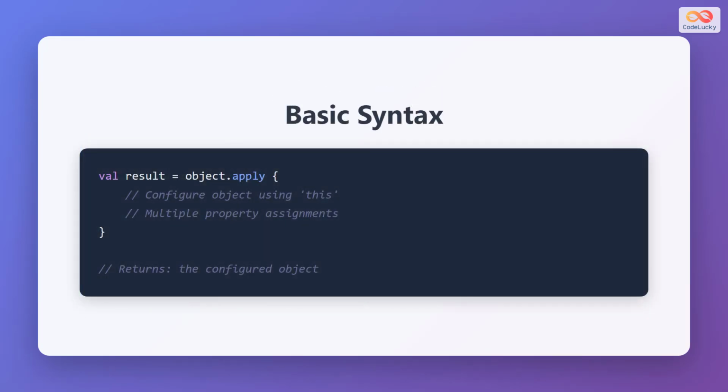The basic syntax of apply is straightforward. You call apply on an object, and inside the lambda block, you configure the object using this. You can set multiple properties and call methods. The key point is that apply returns the configured object, allowing you to use it immediately or store it in a variable.